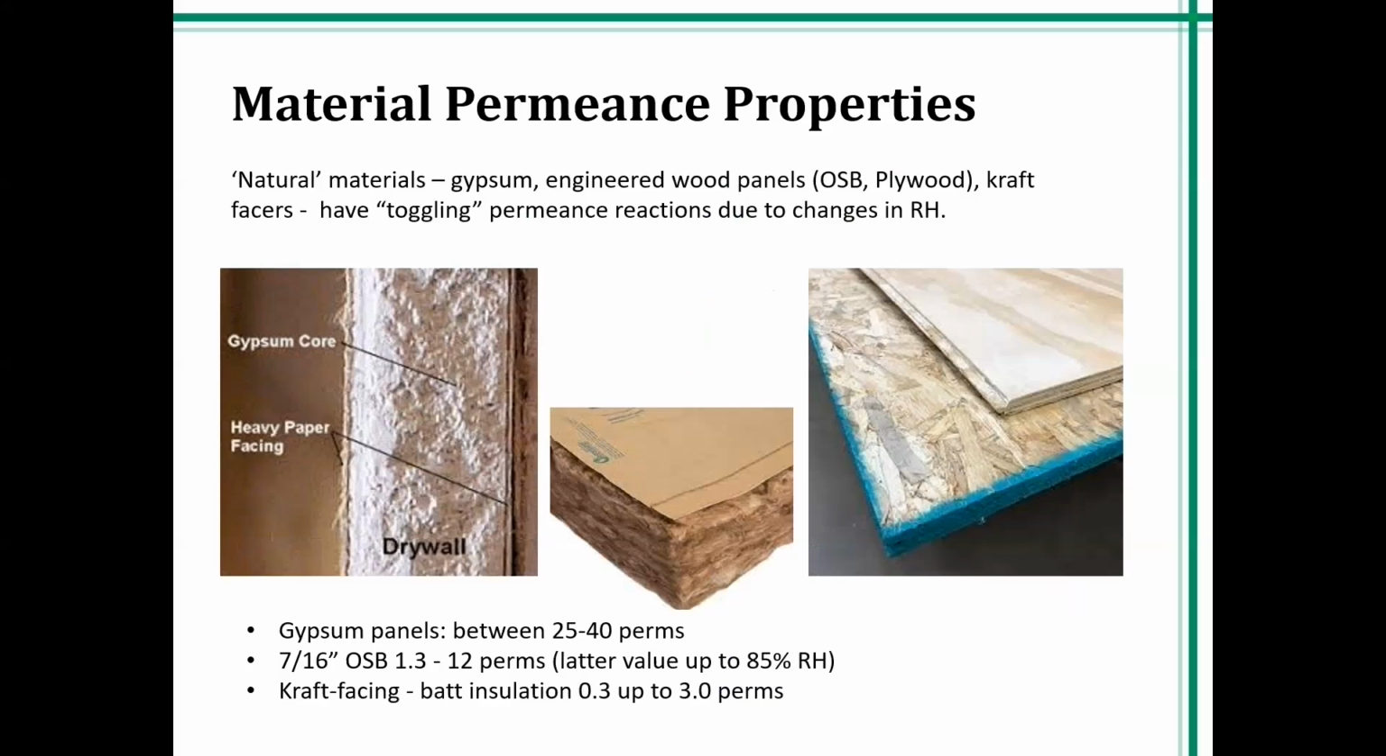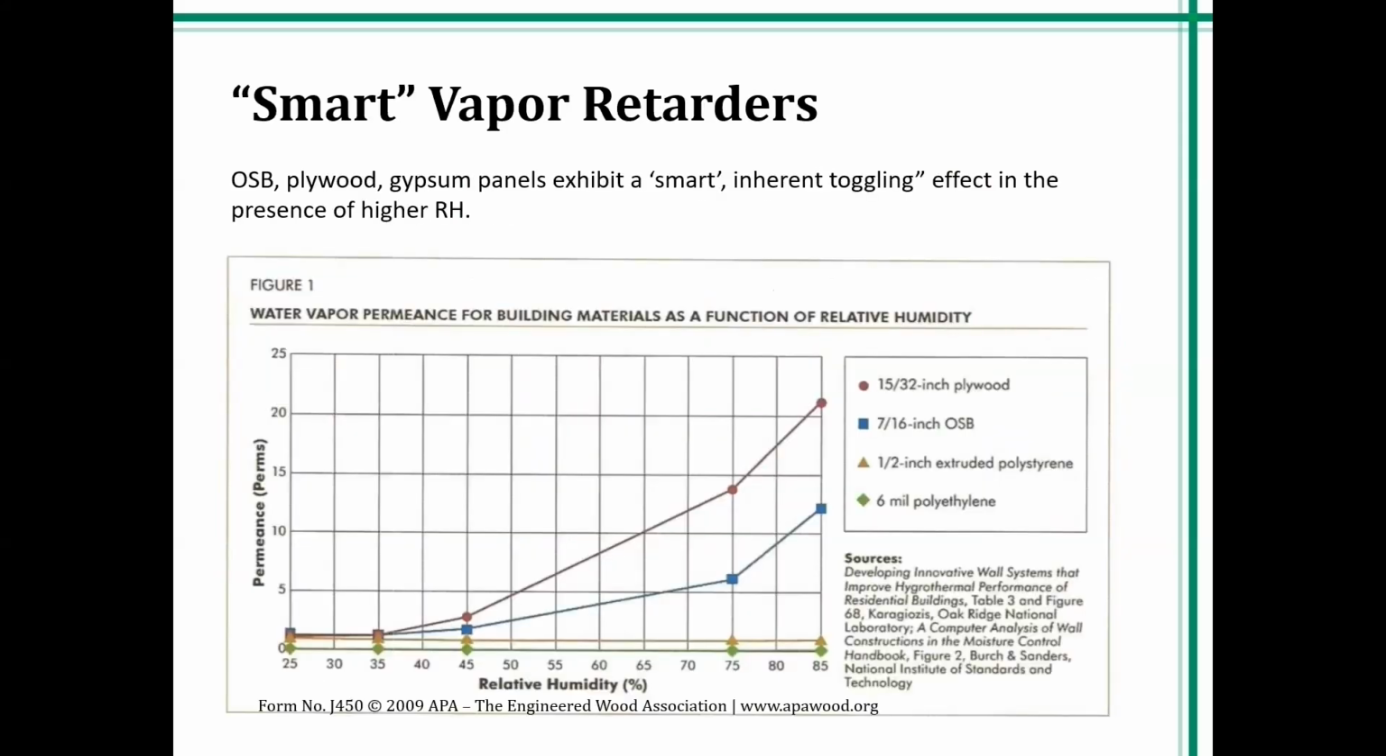OSB, for example, could be as low as 1.3 to as high as 12 perms, the latter value in conditions up to 85% RH. Kraft facing, again, tends to move around between a Class 2 and Class 3.